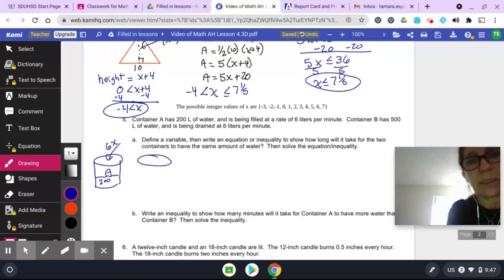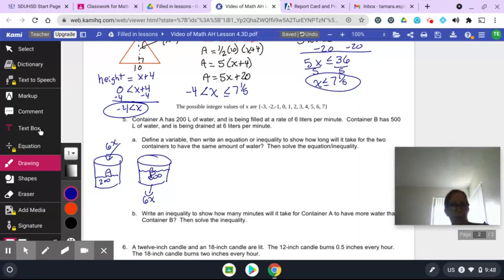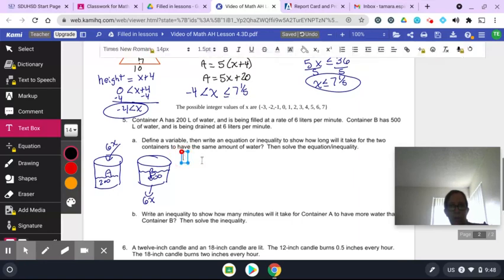And we have container B. It starts with more water, 500 liters of water, but it is being drained. Water's coming out of it at 6 liters per minute. Okay, so I need to make expressions for my two containers. So first I'm going to let x be minutes.